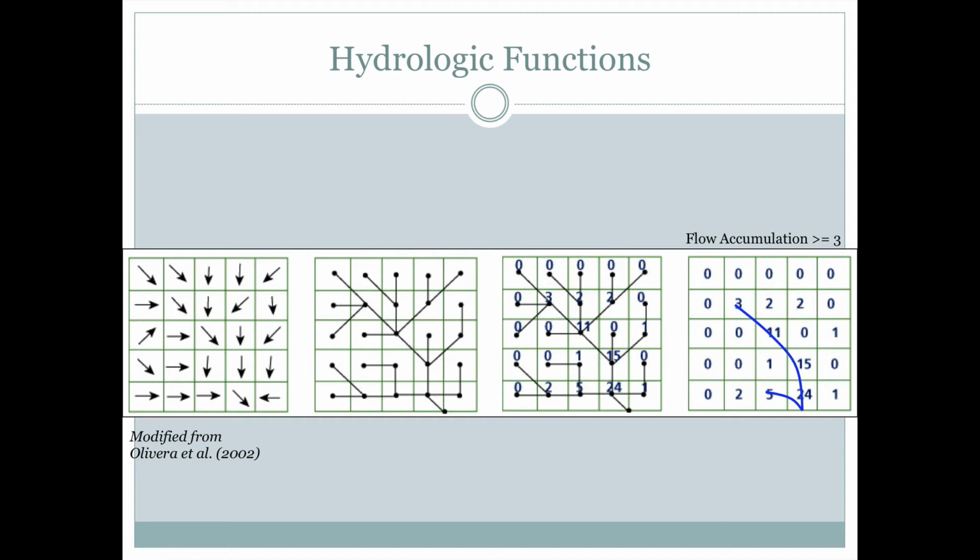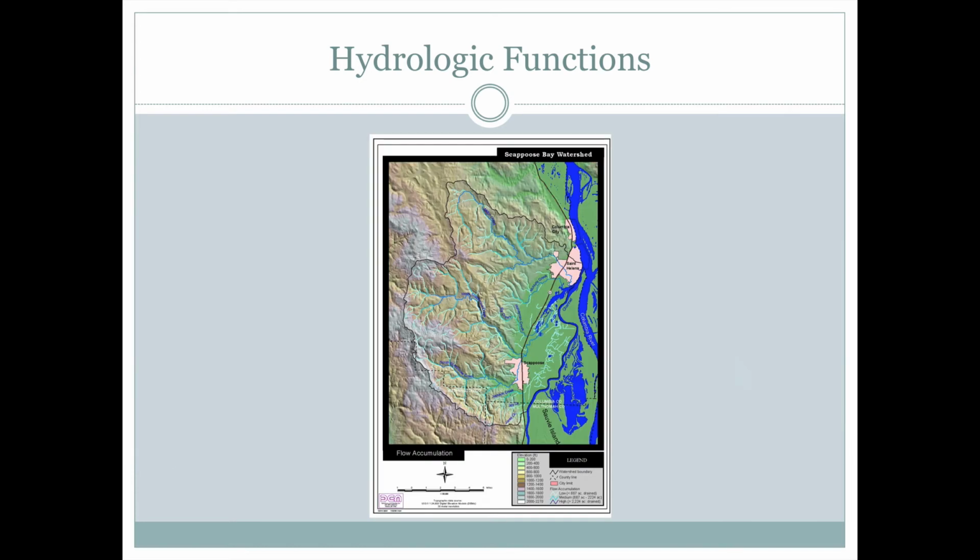And as we move down further and further, we would expect flow accumulation in the rivers themselves to get higher and higher. In this way, we can actually model where rivers should be, even if we don't have a river coverage. This is an example here in the Scappoose Bay watershed north of Portland, Oregon, and we can see here that the colors vary from light blue to dark blue based on how much flow accumulation has gone on.